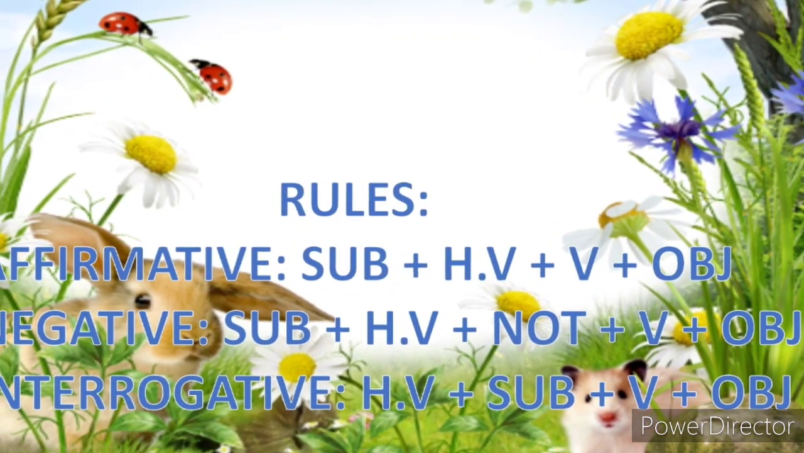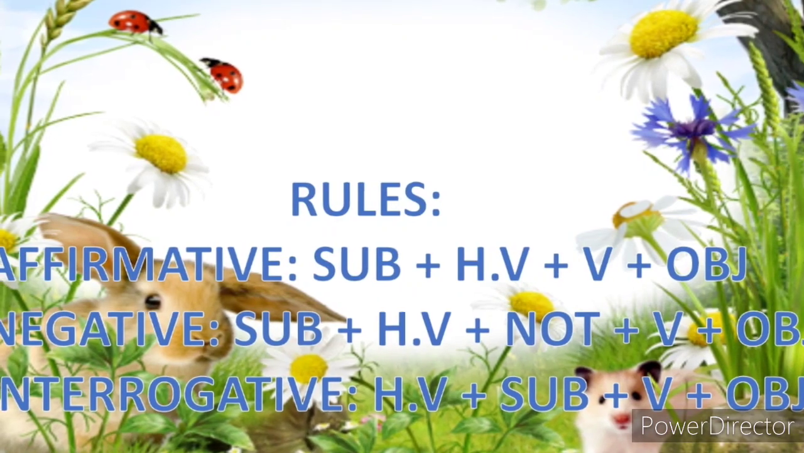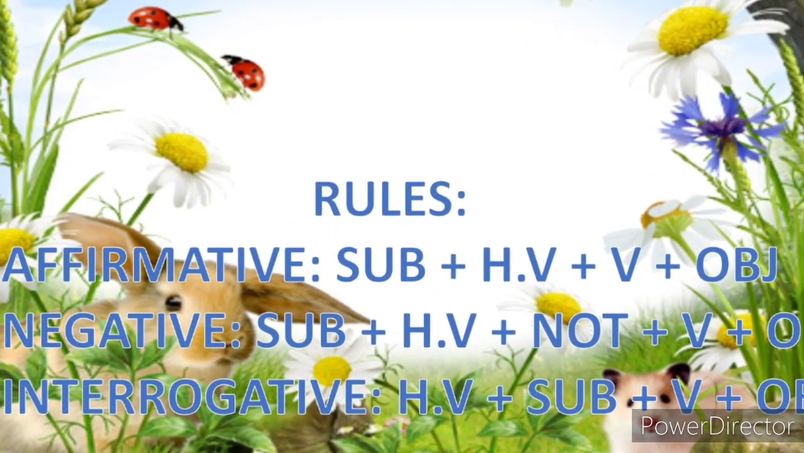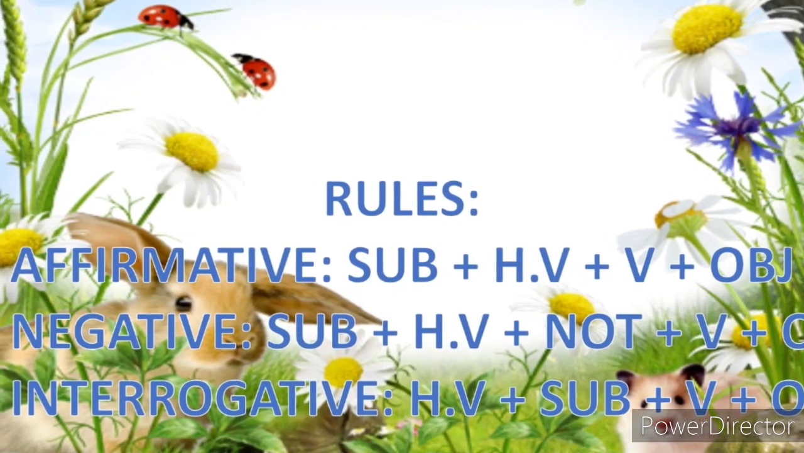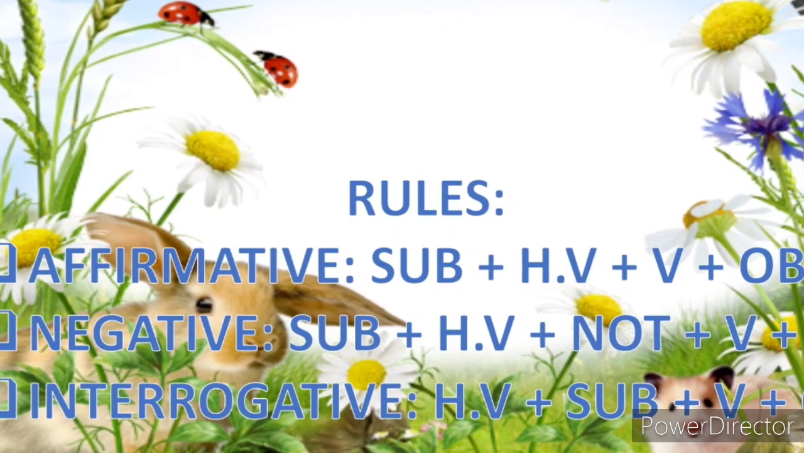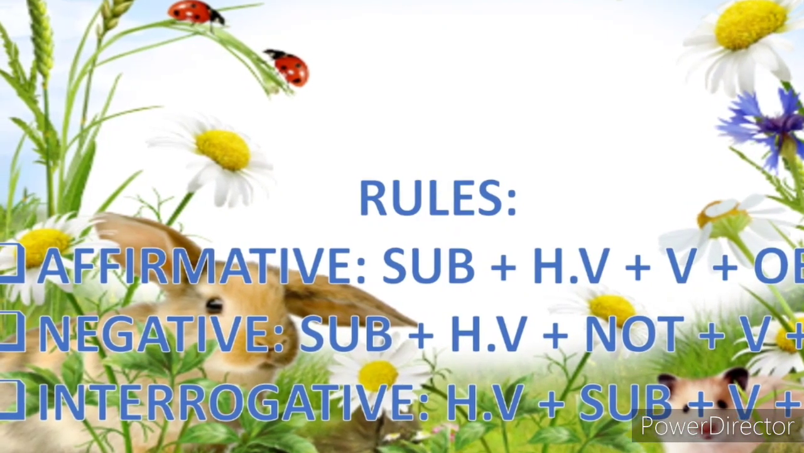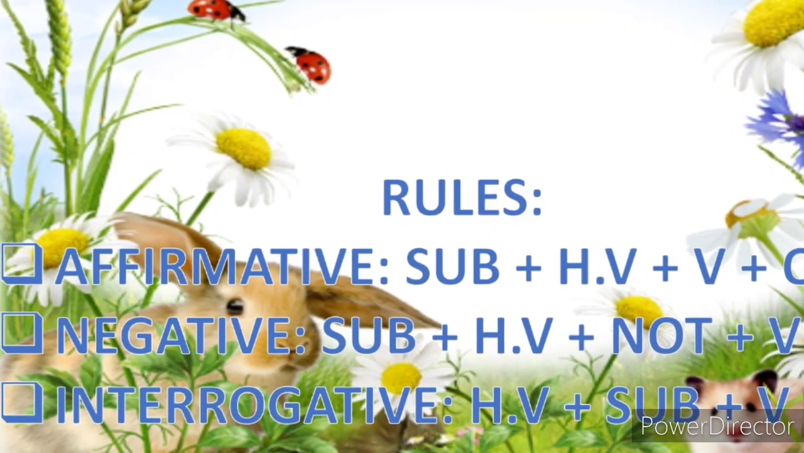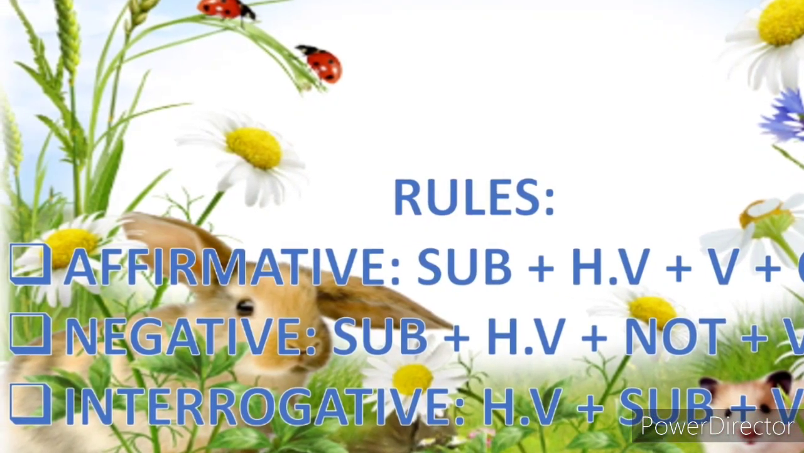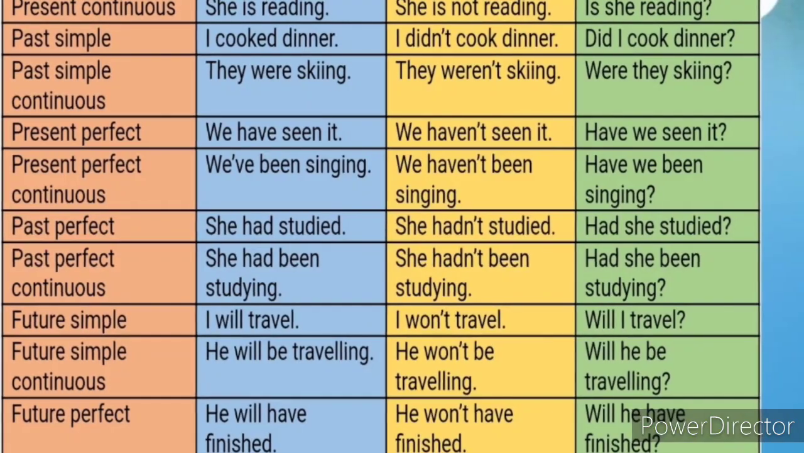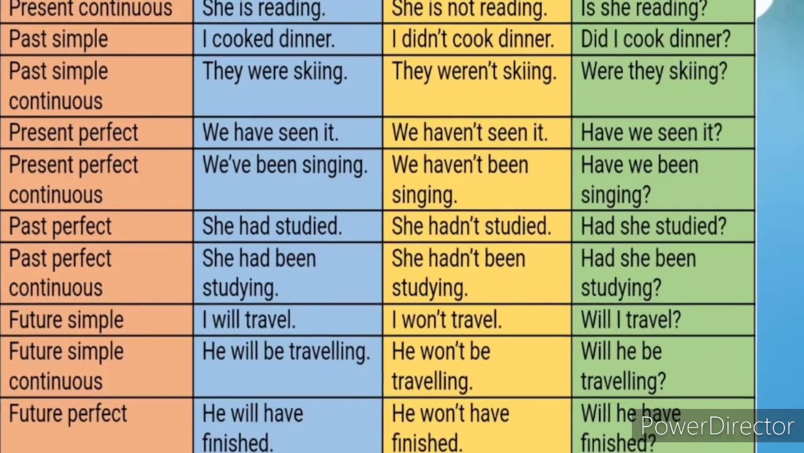Now, let us learn the rules for writing affirmative, negative, and interrogative. First of all, affirmative sentences will begin with subject plus helping verb plus main verb plus object. In negative sentences, subject plus helping verb plus not plus verb plus object. And in interrogative, helping verb plus subject plus main verb plus object.